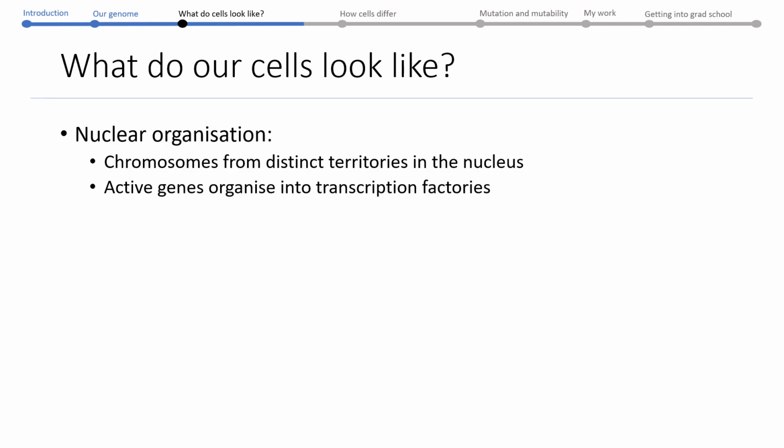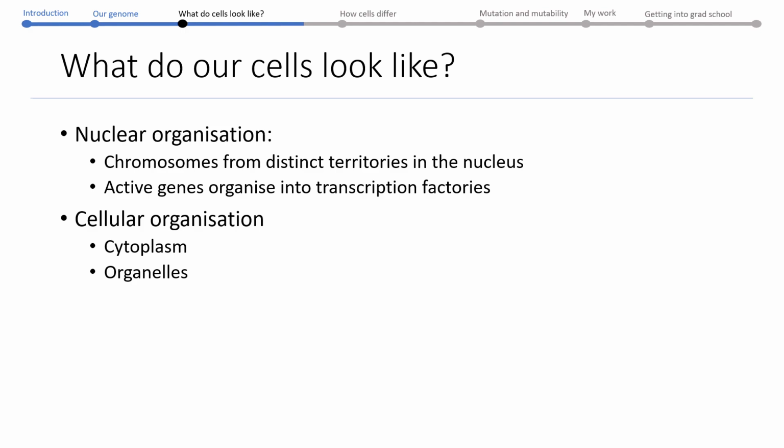So, we've seen how the nucleus has a high degree of organization, where chromosomes form distinct territories in the nucleus, and active genes organize into transcription factories. What about other parts of the cell? What about cytoplasm? How does the cytoplasm look? Is it very busy, or is it mostly empty? Is it mostly water? And how do organelles organize? Are they just clustered anywhere in the cell? And these are questions that scientists also have.